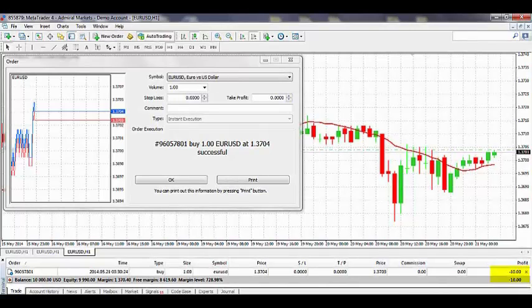Whether you enter a buy trade or a sell trade, the first few pips, which is the spread, will always go to the broker first. It doesn't matter if the trade is a winning or a losing trade, the broker will always get the spread.